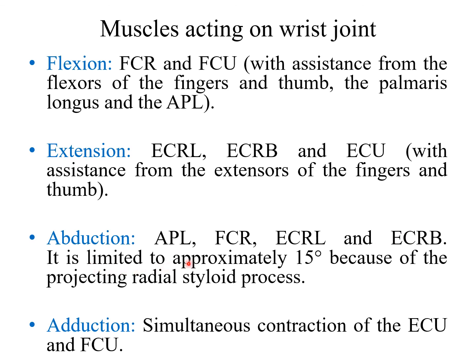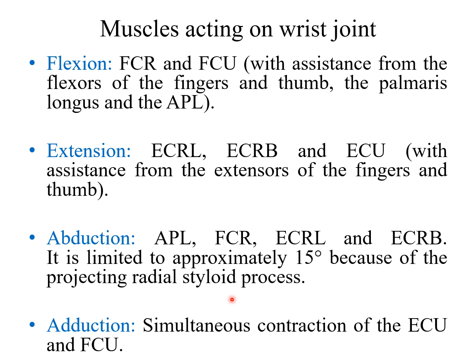Its abduction is limited to approximately 15 degrees because of the projecting radial styloid process. So if we perform the movement of the wrist joint, we have flexion and extension on the horizontal axis, but if we perform abduction and adduction, abduction is less as compared to adduction. We can move our palm more towards the ulnar side, which is ulnar deviation, but radial deviation or abduction is a little bit limited to 15 degrees. Why? Because the radial styloid process projects, so it prevents more movement of the bones as compared to ulnar deviation.